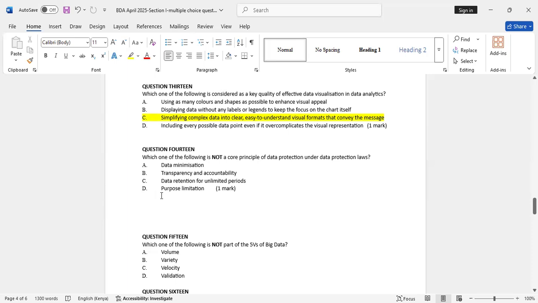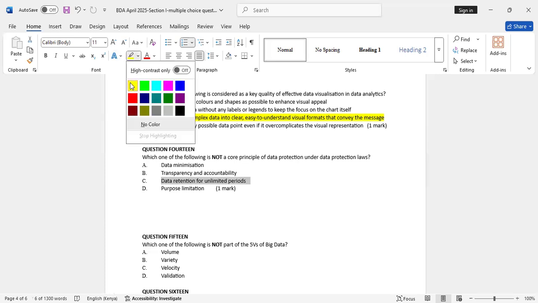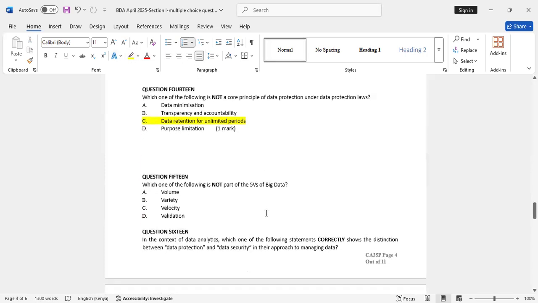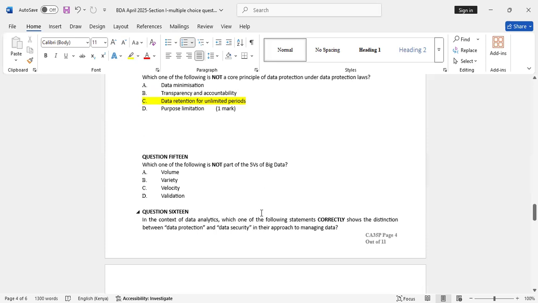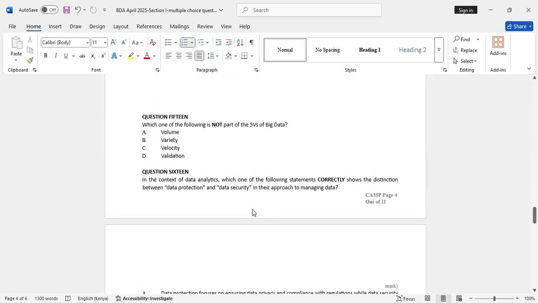Yeah, I think it will be data retention for limited periods. You can't retain data for unlimited periods. Then purpose limitation. Yeah, purpose limitation is also a core principle. So the correct answer here, which one of the following is not? The one which goes against the principles of data protection is data retention for unlimited periods. You can't retain data for unlimited periods. So we go to question 15.